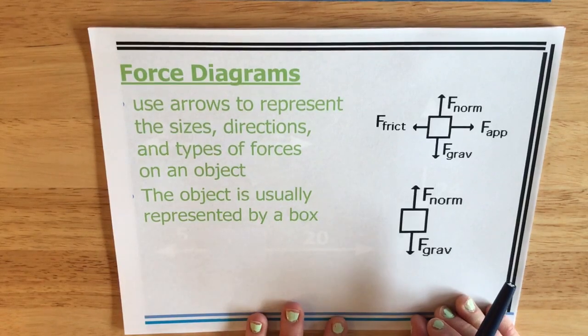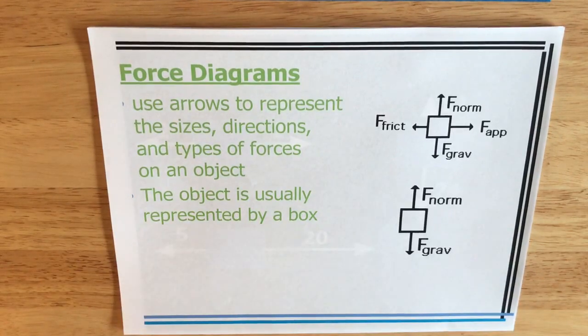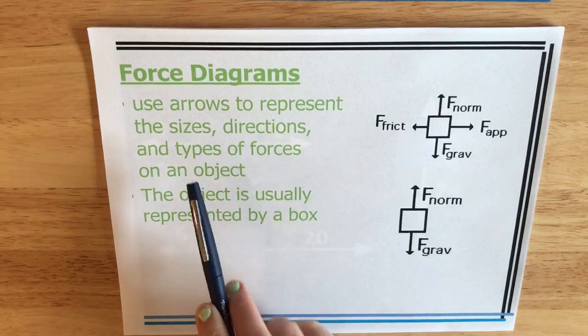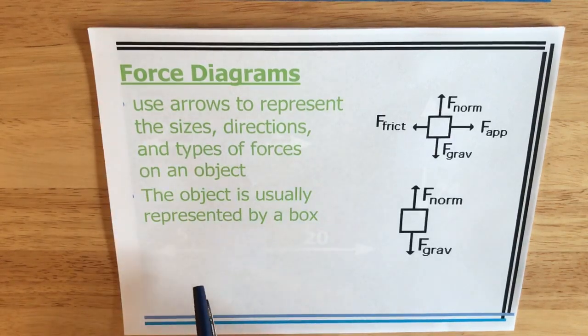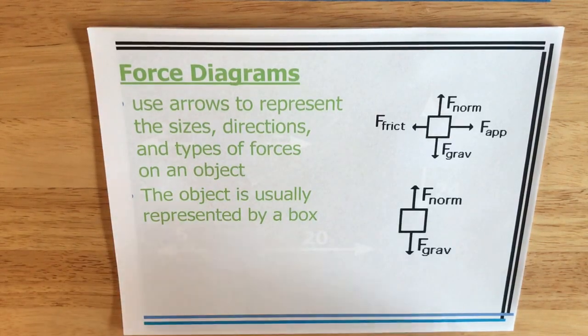So even if it was a ball, you get to use a square. If it's a book, you get to use a square. So we're not drawing these nice, pretty objects. We're just using a square, okay? So it says you're going to use arrows to represent the sizes, directions, and type of the forces, and the object is usually a box, okay?